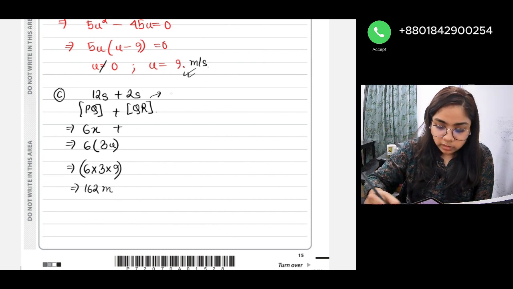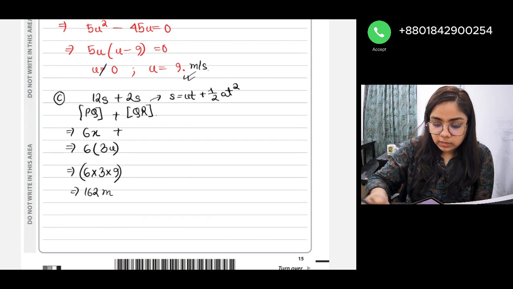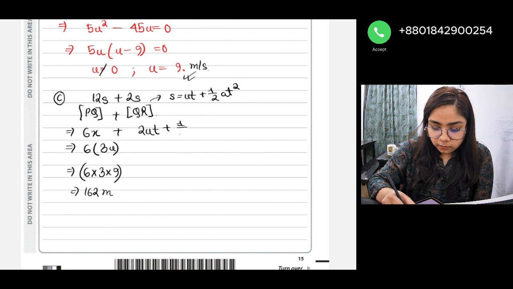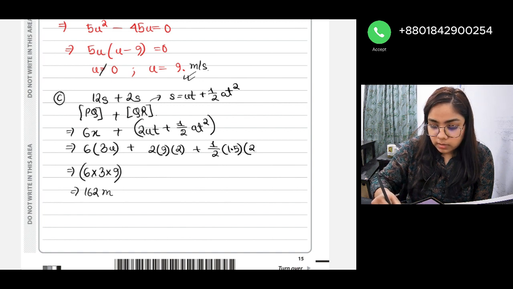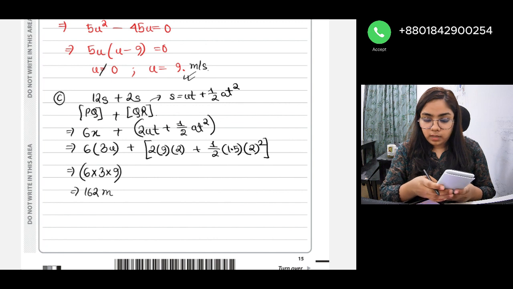So I'm actually using the equation s equals ut plus half at squared. Over here the initial velocity was 2u and u was 9. So we can write 2u t plus half a t squared, right? And again from this part we can write 2 multiplied by 9, time was 2 seconds, plus half, acceleration was 1.5, time was 2 squared. And if you calculate all these values together, it's going to be 2 × 9 × 2 plus 0.5 × 1.5 × 4.